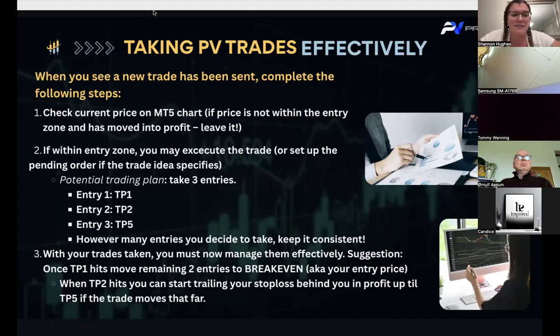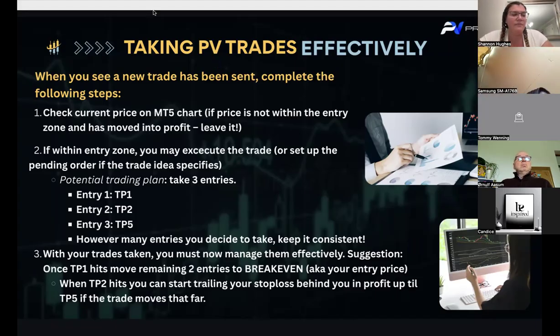Okay, is this making sense so far? Drop a 2 if this is making sense so far. Amazing. Guys, as we go along, if you have any questions, please feel free to ask. I will 100% answer. Okay, so these are the steps to taking our trade.